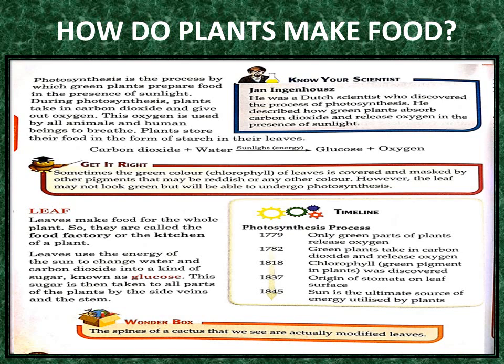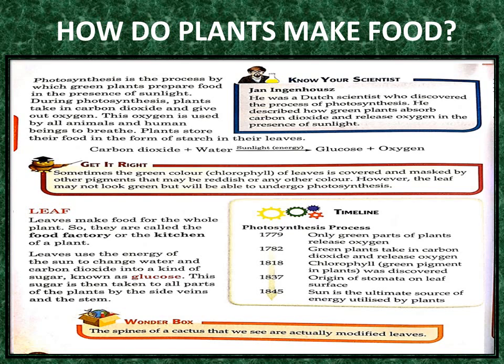And as I have already told you, all this procedure is done in the leaf, because the leaf has that green substance, chlorophyll. The leaf is called the kitchen of a plant, the food factory or kitchen of a plant. Now, one more important thing is that leaves use the energy of the sun to change water and carbon dioxide into a kind of sugar. We have already learned that plants store their food as starch, and starch is a form of carbohydrate.